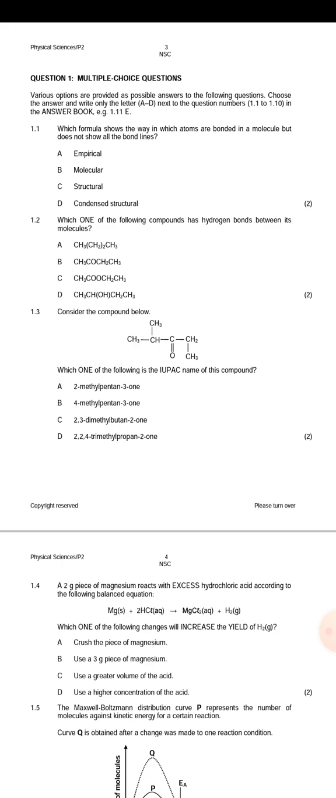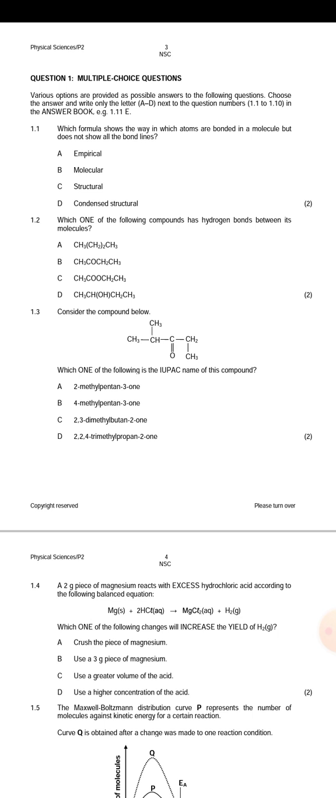So the longest chain there is 1, 2, 3, 4, 5 carbons. Okay, great. So this has to be a pentanone, right? So we count where is the position of our carbonyl, from the right hand side it is position 3, from the left hand side it is position 3. So that brings us down to two options. We are now left with A and B. C is completely wrong. D is definitely completely wrong. All right. So between A and B, which one is right?